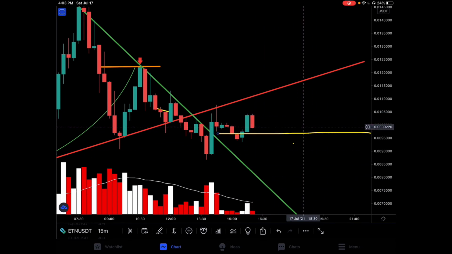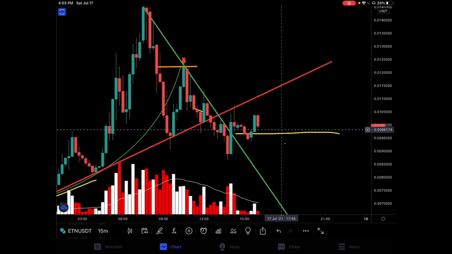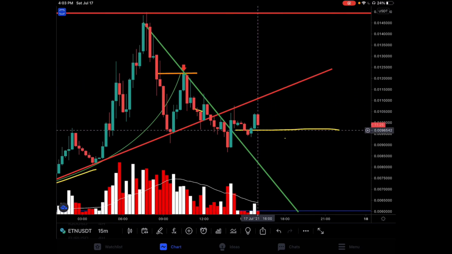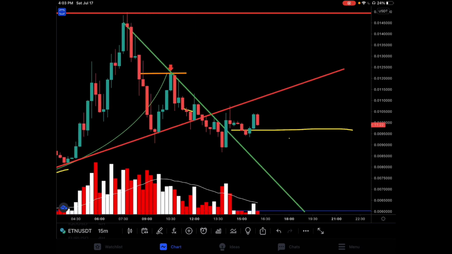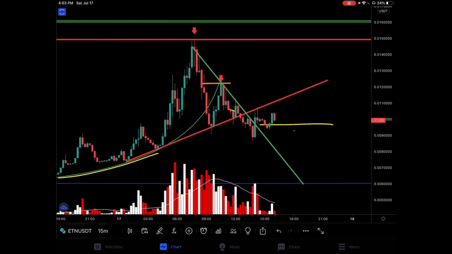If price closes like that at the end of this 15 minutes, and on higher volume, that would be another sign that we may be going down. Okay. So those are the things I see right now.